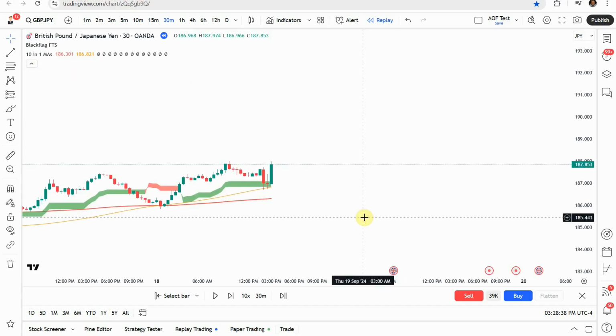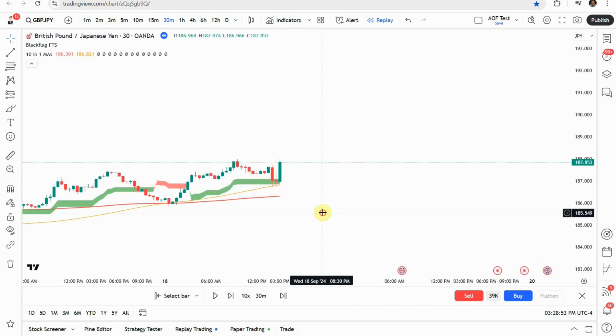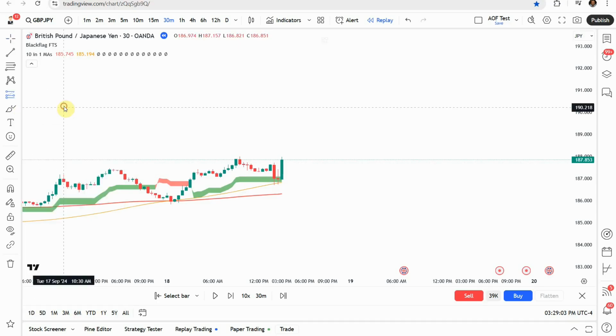And for a long trade, what we are looking for is when the orange HMA is above the red EMA, like it is here. We're looking for price to pull back into or touch the green black flag cloud like here. And then we're looking for it to break back above and close above both the moving averages like it does here. And so that'll be our signal to then enter into a long.